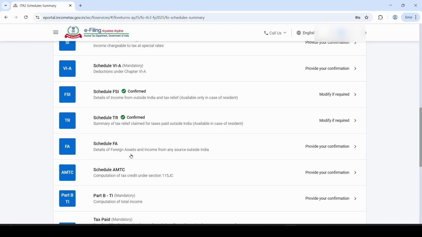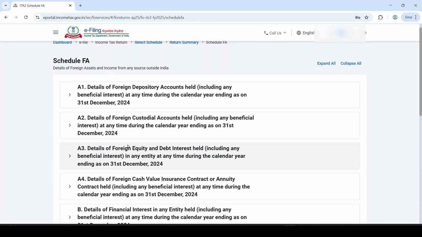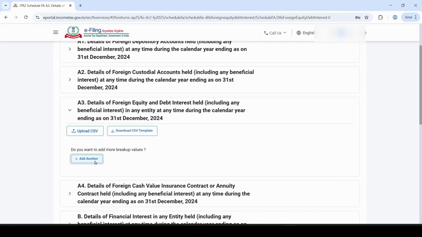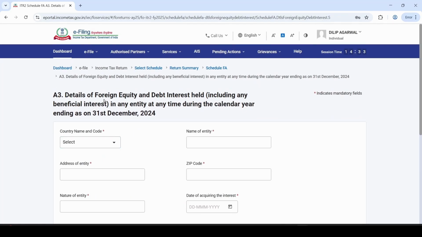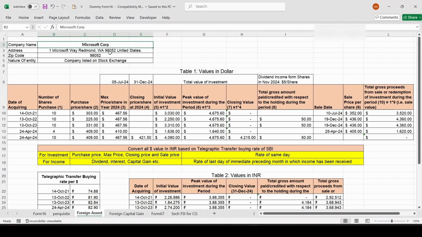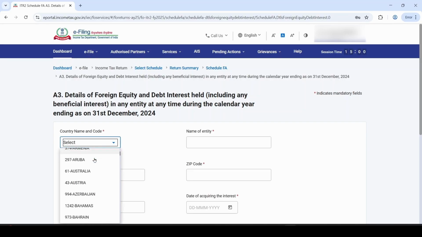Our next schedule is Schedule FA, details of foreign assets. Click on it. Click on point A3, details of foreign equity. As we hold foreign shares, click on add. In Schedule FA, we need to provide all details of shares which we hold and sold in calendar year 2024. Here you need to provide country name. So as per our example, person holding shares of US company, and this is the details of company, country name. So in my case, it is USA.